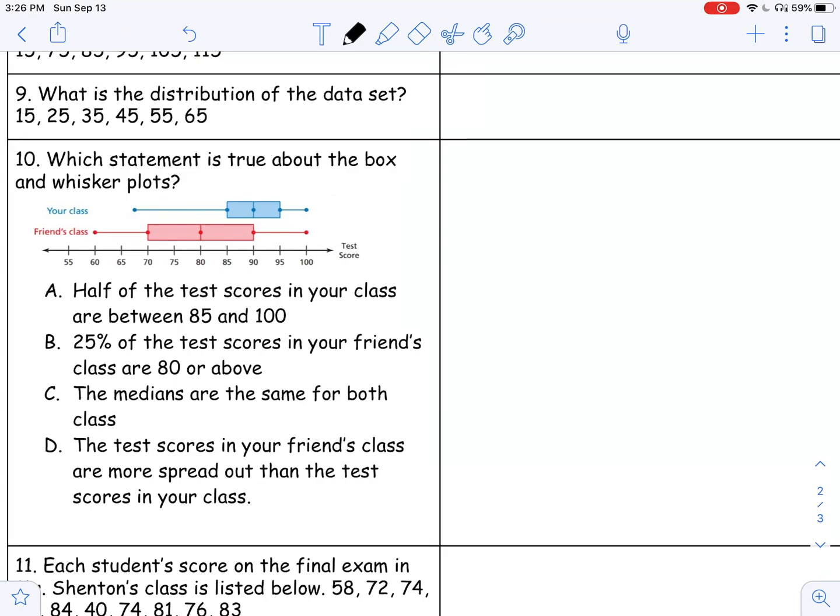So A says half of the test scores in your class are between 85 and 100. So when we think of half of something, that is 50%. And we want to think of it in percentages because box and whisker plots break up into percentages.